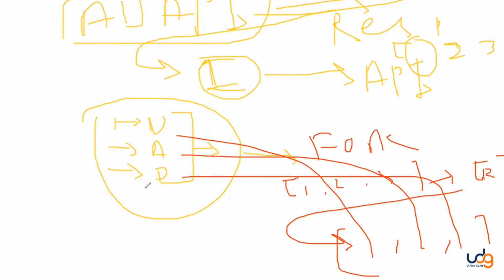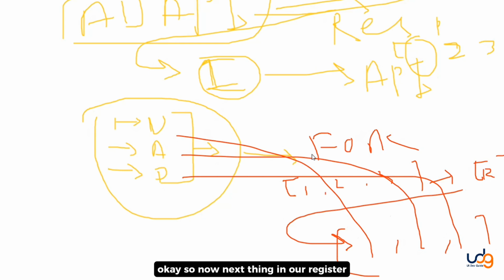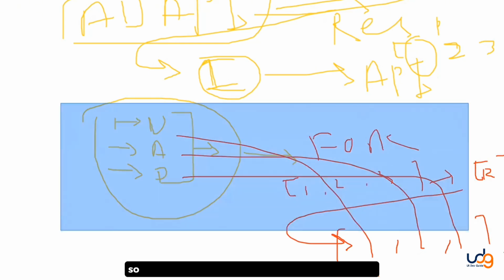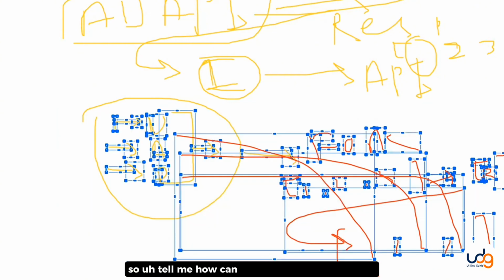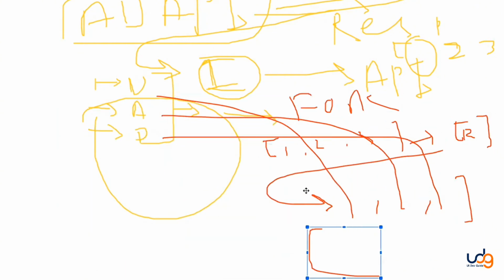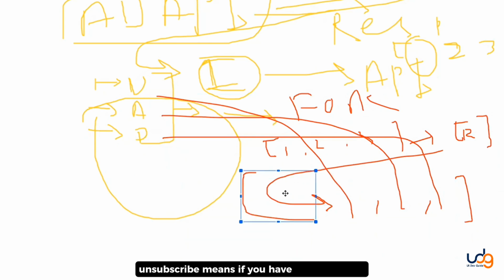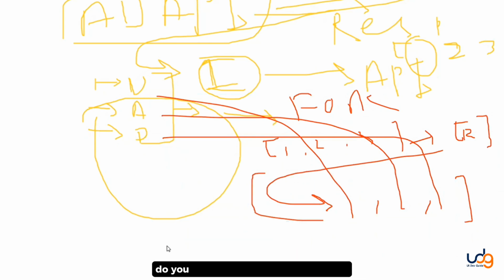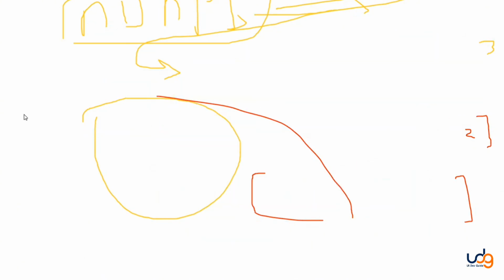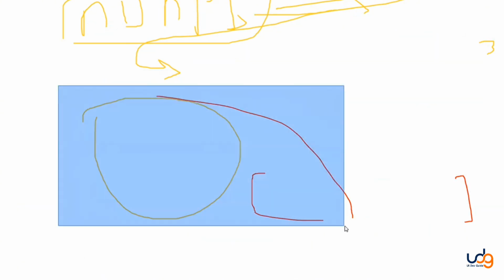Okay, so now next thing in RxJS itself. Tell me, how can I unsubscribe in code? Unsubscribe means if you have a subscription, you can just, see, let me give an example. Let me remove this first.